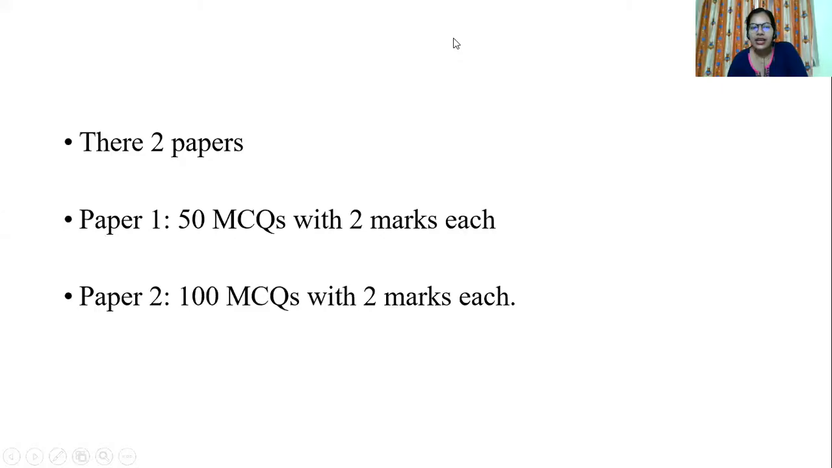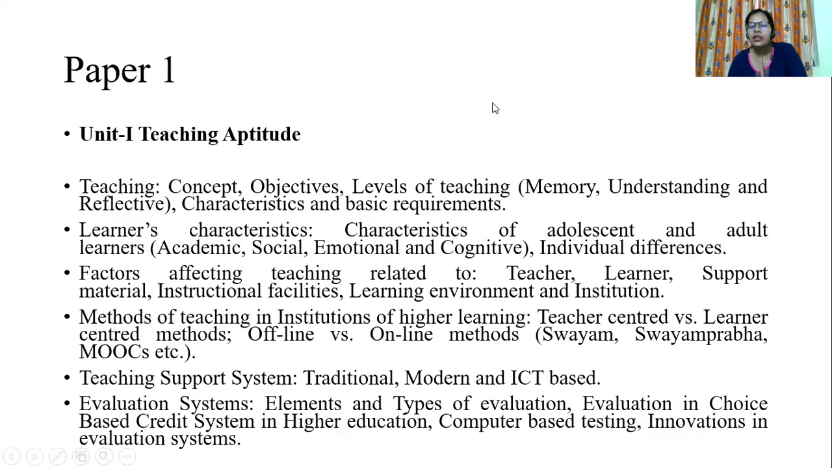So there are two papers actually. Paper one has around 50 MCQs and each carries 2 marks, so it is equivalent to 100 marks. And paper two has 100 MCQs with 2 marks each. So in total we have a 300 marks paper. So let's talk about paper one first.